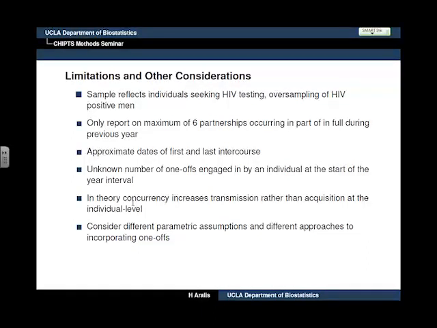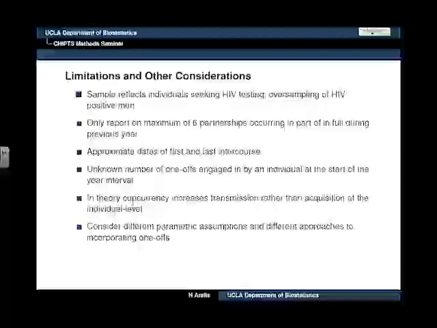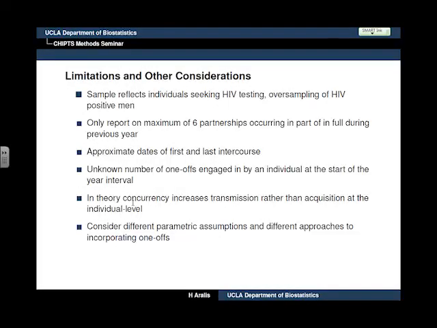So another thing to note is that while in theory concurrency increases transmission of HIV within a population, for an actual individual, holding all other things constant, concurrency doesn't actually increase your rate of acquiring the disease. And so while we did see some differences according to HIV status in the concurrent partnership distribution, those might be more reflective of other factors rather than the actual individual who is engaging in more concurrent behavior. Holding all things constant, it's technically them increasing risk of transmitting to their partners.